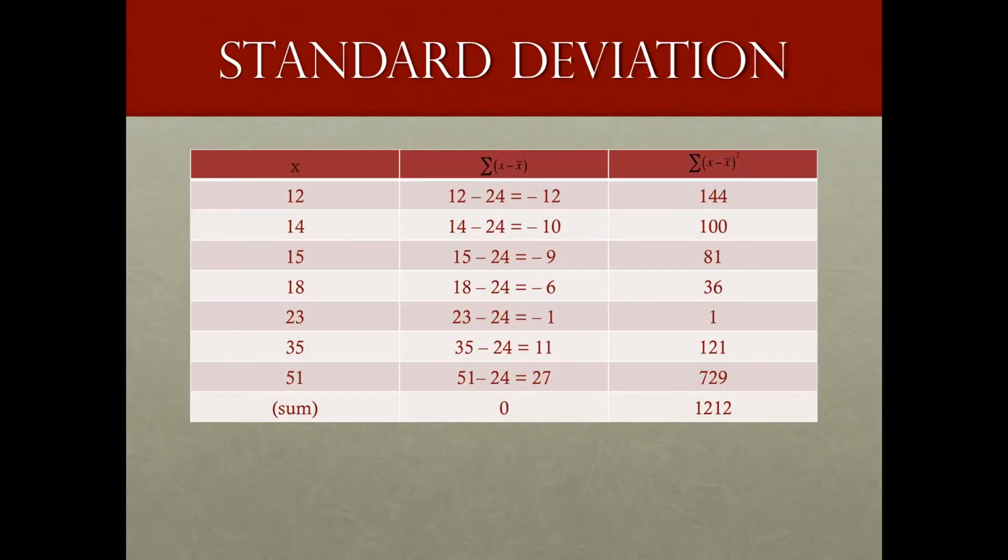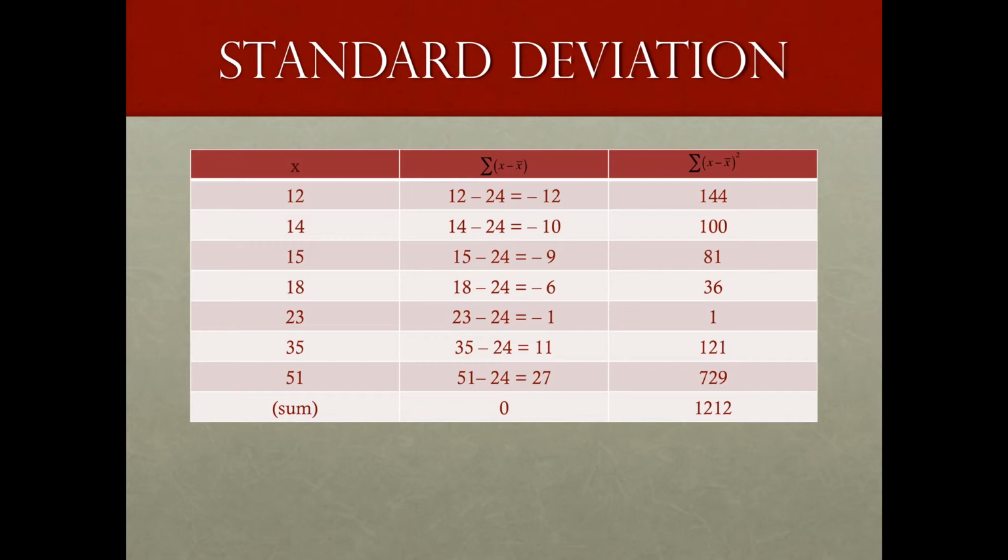So what I like to do here is create a table, and in the first column put my data, and in the bottom line I like to put the sum. So I would add 12 plus 14 plus 15 and so on, and put the sum of my data at the end of the first column. The next thing I want to do in the second column is examine the sum of the deviations. The students are quite shocked to find out that when they take each observation and subtract the mean and sum up those scores, they will always get a sum of 0.